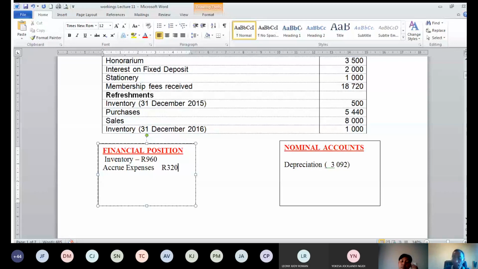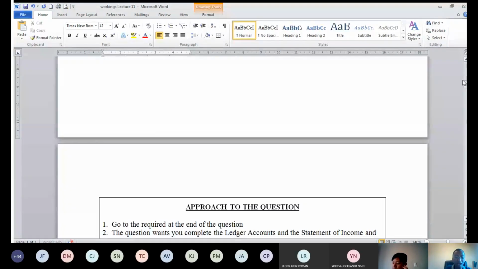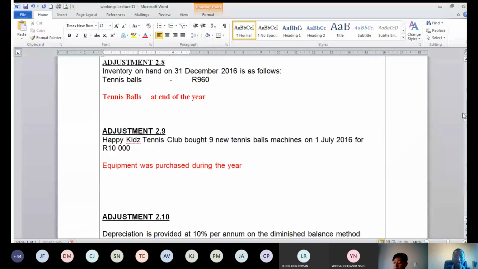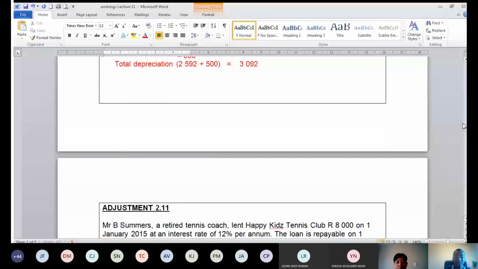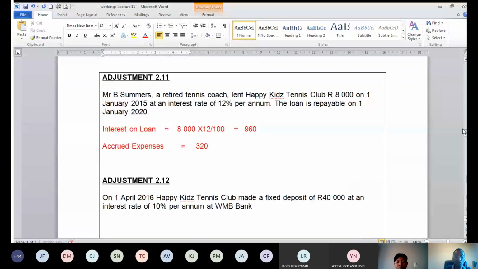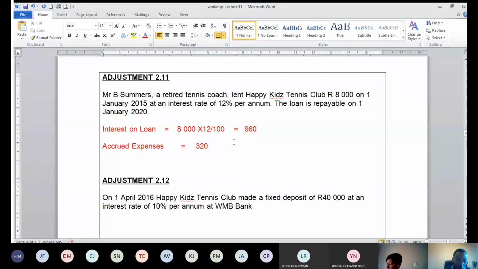Okay? So guys, just to summarize that adjustment over there, we are supposed to pay interest for the year. We have worked out that we must pay 960 Rand in interest. We have paid already 640 Rand, so we still owe another 320. And that 320 that we still owe, that we did not pay, that is what we will call accrued expenses.